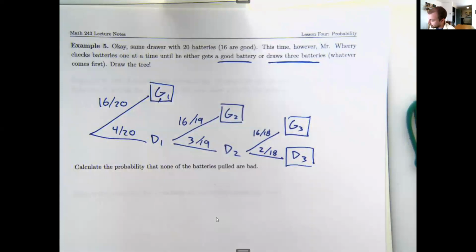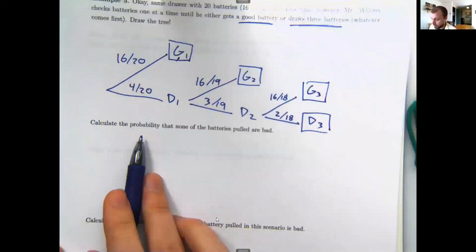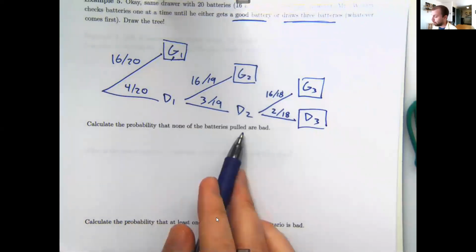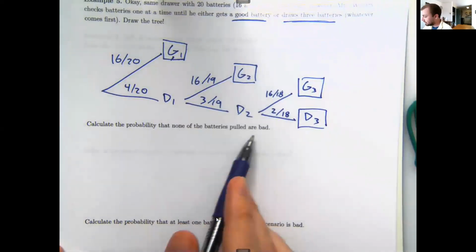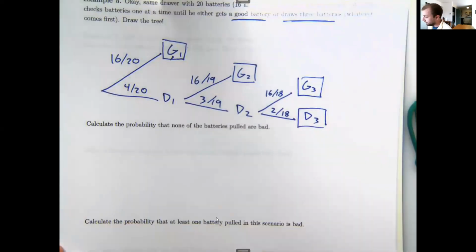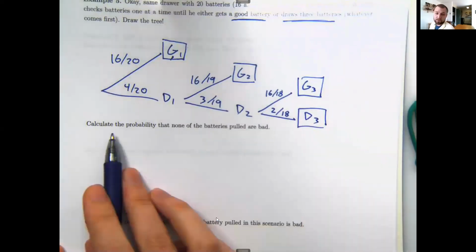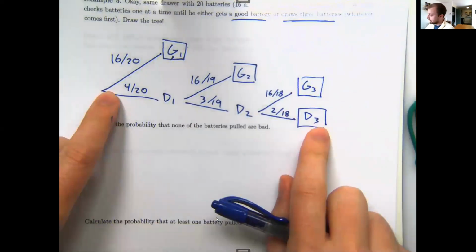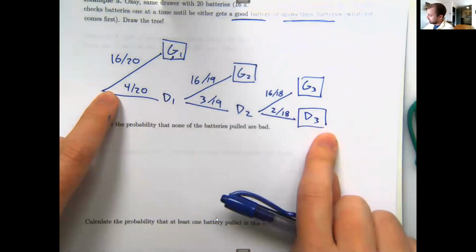Language on this one's a little bit tricky, but let's see what's going on. Calculate the probability that none of the batteries pulled are bad. So let's consider all of our ending spots here and try to find any of them that have no bad batteries in it. Clearly, this is not part of it. That has 3 dead batteries.